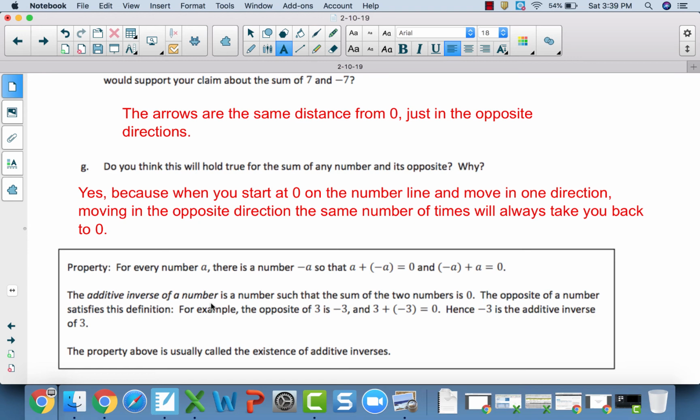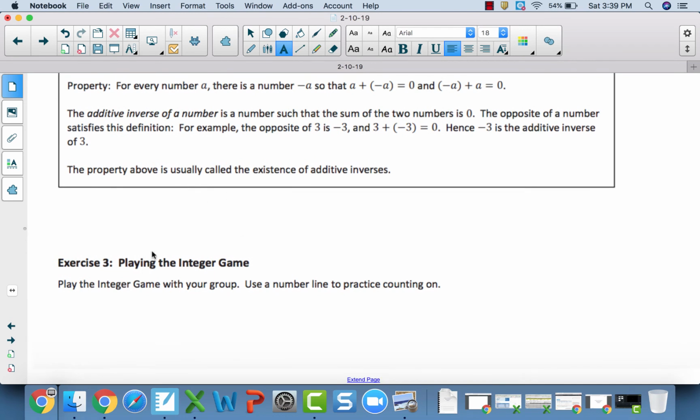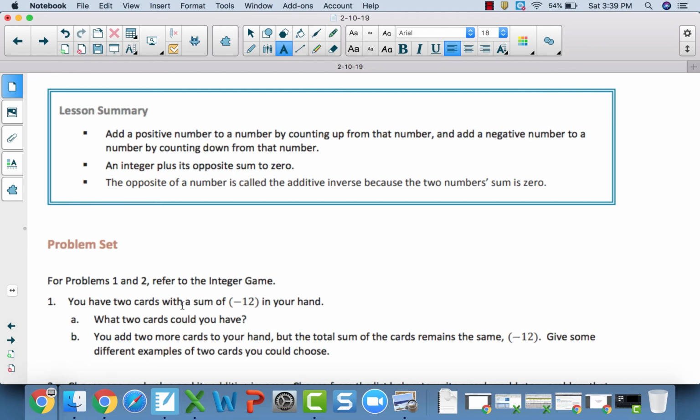Please make sure you're adding that term to your vocabulary bank. All right. We are not going to, obviously, in this video, play the integer game, so we are going to move forward into the lesson summary.